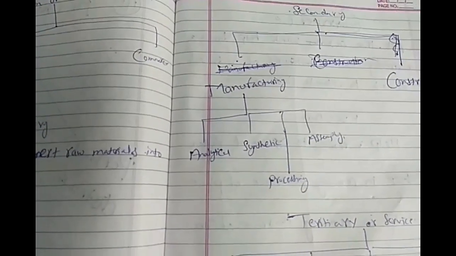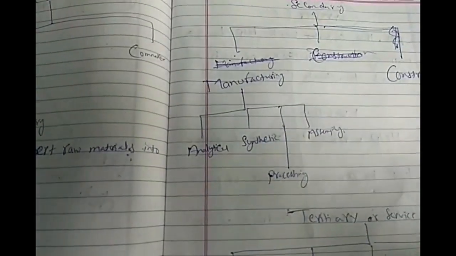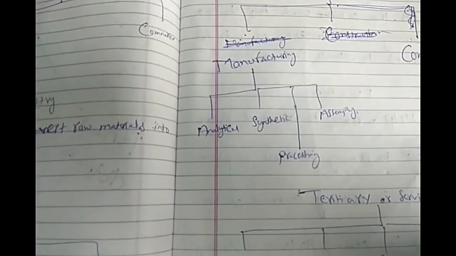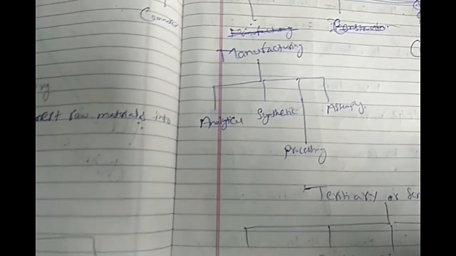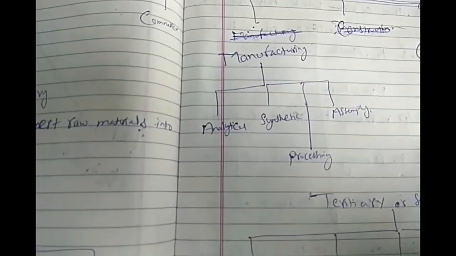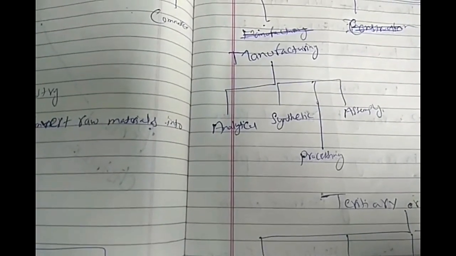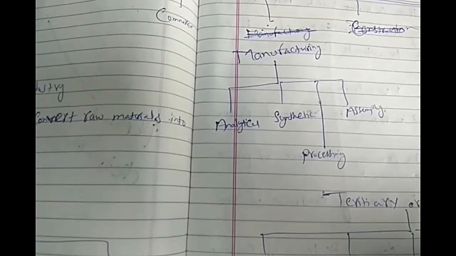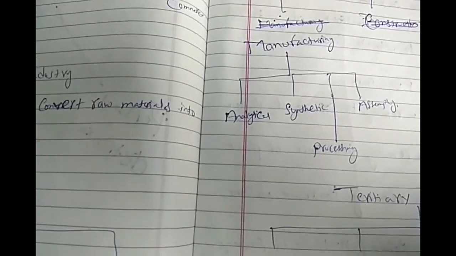Now, which types of goods are produced by the manufacturing industry? There are two types of goods produced by manufacturing industries: consumer goods and capital goods. Consumer goods are those goods which are directly consumed by the consumer and give satisfaction to their needs and wants. The day-to-day goods consumed by the consumer, for example, clothes, oil, bread, butter, soap, toothpaste, these are consumer goods.